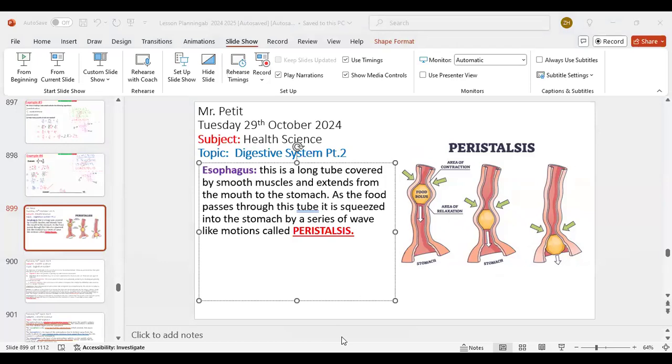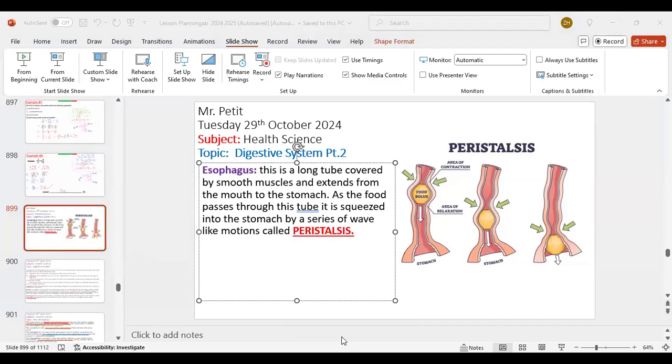Let's look at the rest of the digestive system. So the next thing it's going to go to, which organ is it going to after the esophagus? Oh my goodness, I gave away the answer. Which organ? The stomach. Very good.